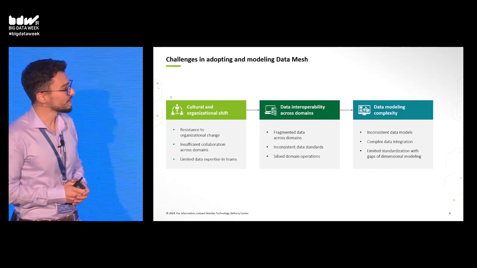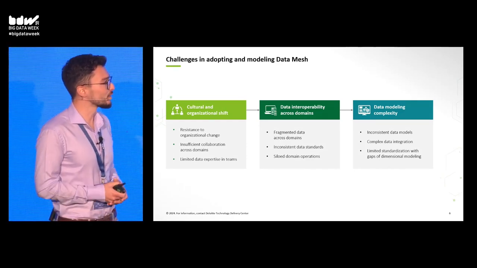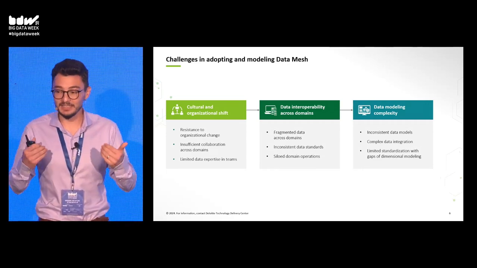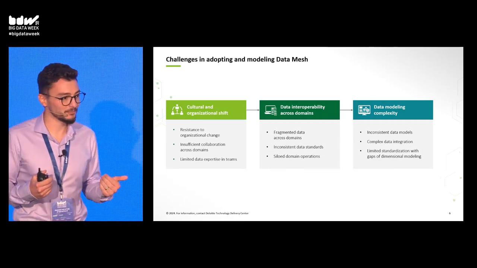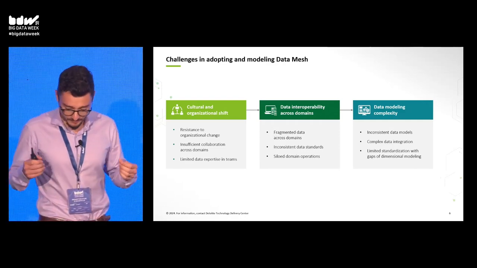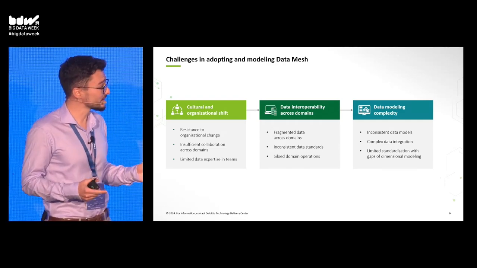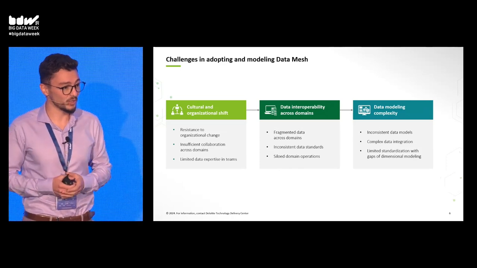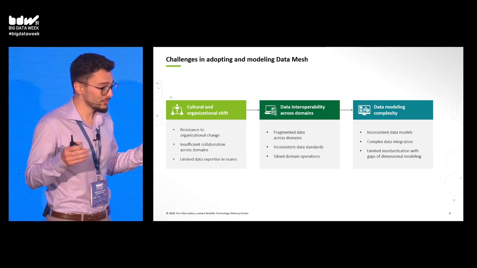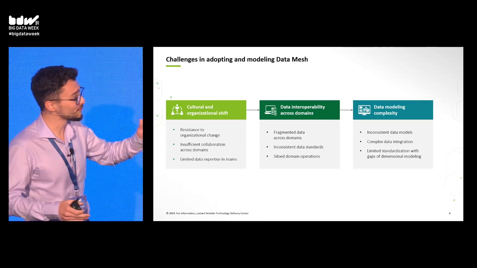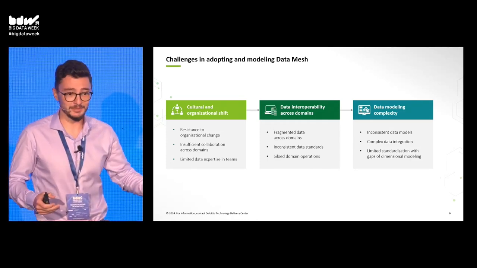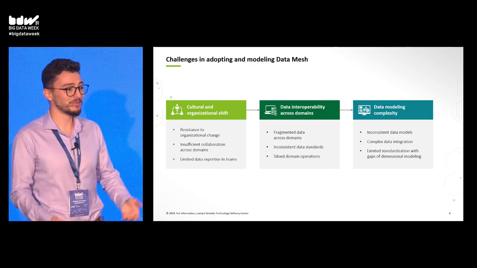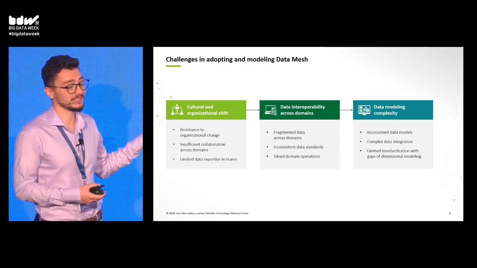The second challenge that I want to talk about here is the data interoperability across domains. If there is a lack of collaboration between domains, there might be duplicated efforts, and that will end up with inconsistent outputs. Think about the Slytherin house that wanted to take all the decisions by themselves all the time, and did not play well with the others. This meant disruption, and the same happens in data mesh.